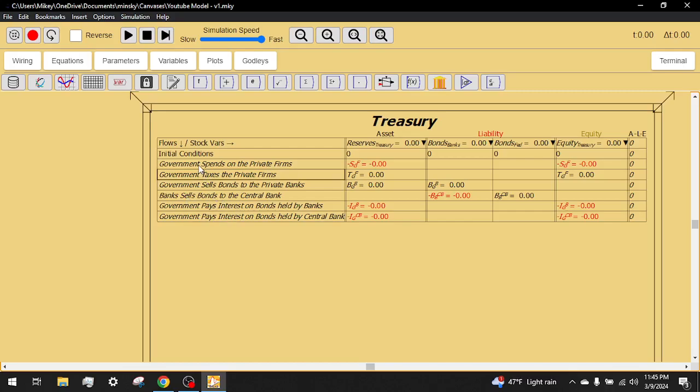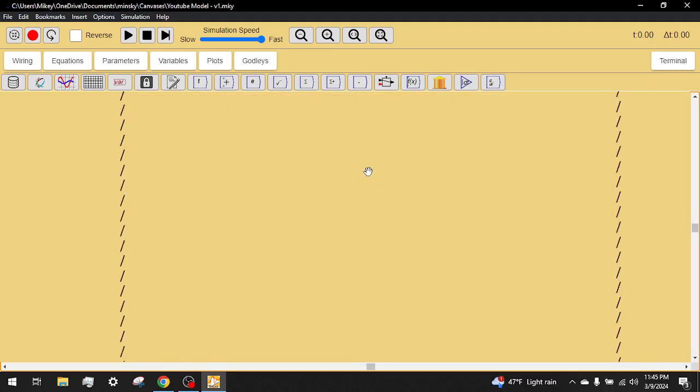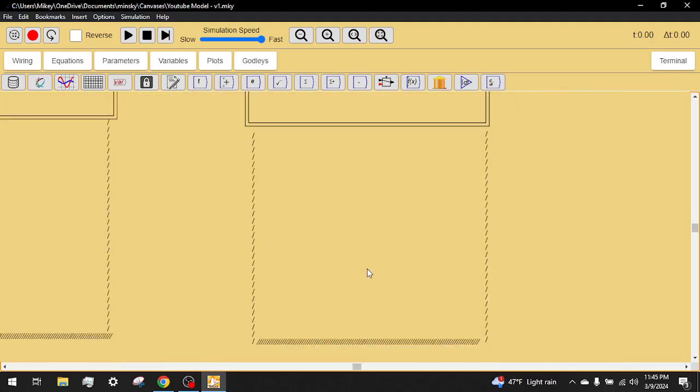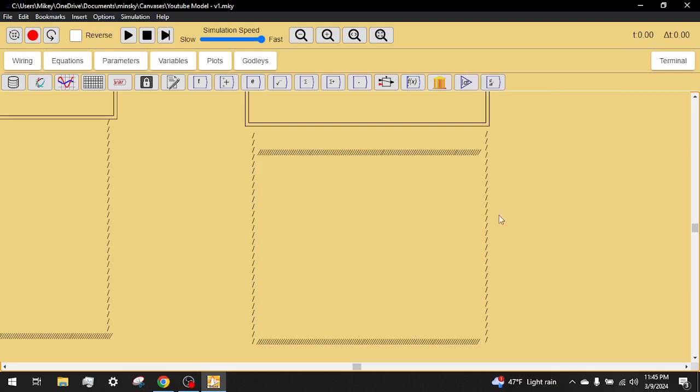So we're going to have a line item for the government spending, the government taxation, the bond issuance, the bond purchases, and the interest payments. All right. So we'll come down here, get our dividers set up, put one over here, and we'll put one over here.